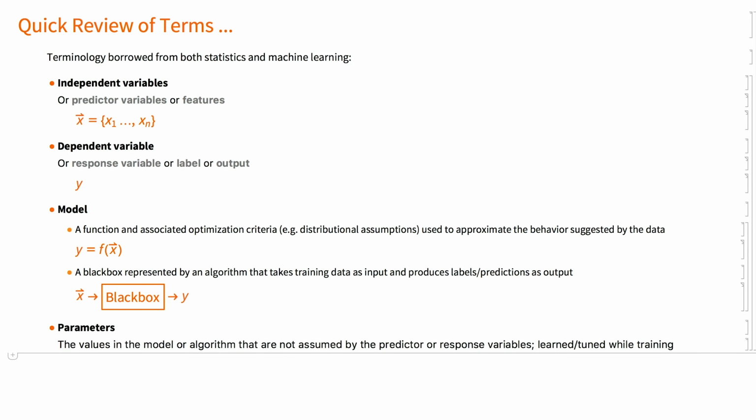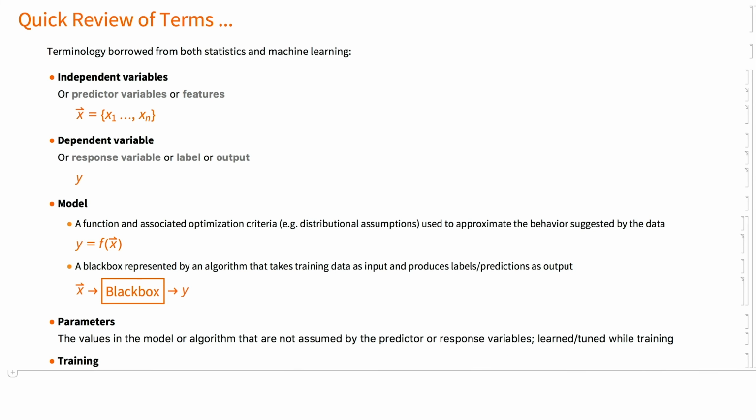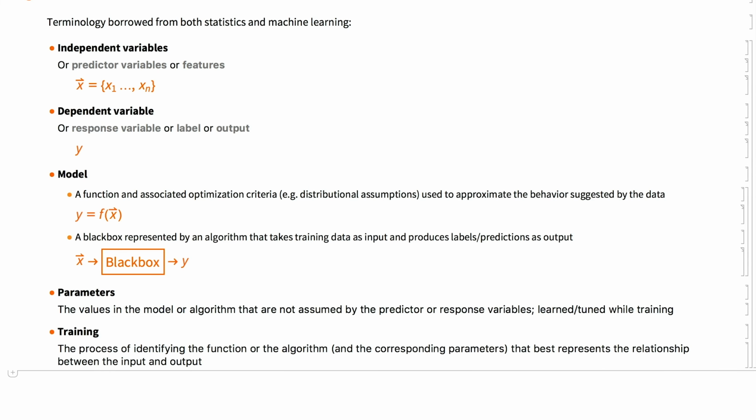Parameters are the values in the model that are not assumed by the predictor or response variables. A big part of machine learning often involves learning these parameter values. Training is the process of identifying the function or the algorithm and the corresponding parameters that best represent the relationship between the input and the output.